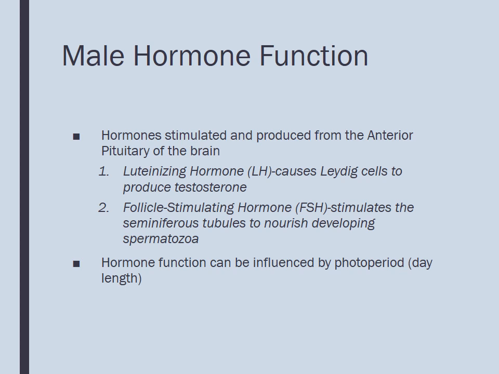Male hormone function is very simple. When we talk about the male, we have just a couple of hormones to really look at. We have luteinizing hormone, or LH, that makes those Leydig cells make testosterone, and FSH, which stimulates the tubules to nourish those spermatozoa we've been talking about. And as testosterone is made, it goes back to the anterior pituitary in the brain and tells the brain to make a little bit more LH and more FSH. So you'll see those three things continue to work together in a cyclical fashion.